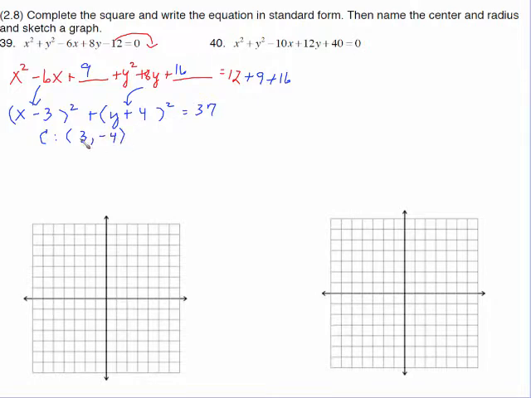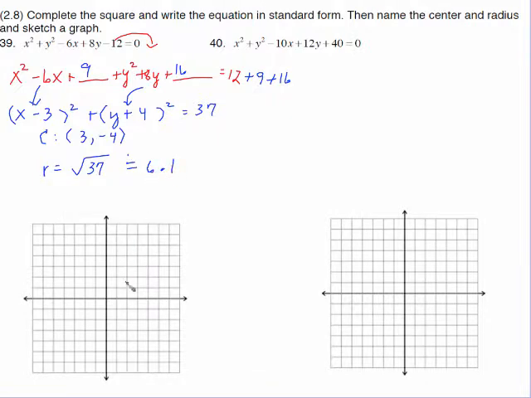Remember, you are going to change the sign. That was x minus 3, so this is 3. That was plus 4, so it's negative 4. Your radius is the square root of that number over here, which is the square root of 37. Sometimes the radius comes out to be nice and neat, sometimes not. On your calculator, type in the square root of 37, and it's approximately 6.1.